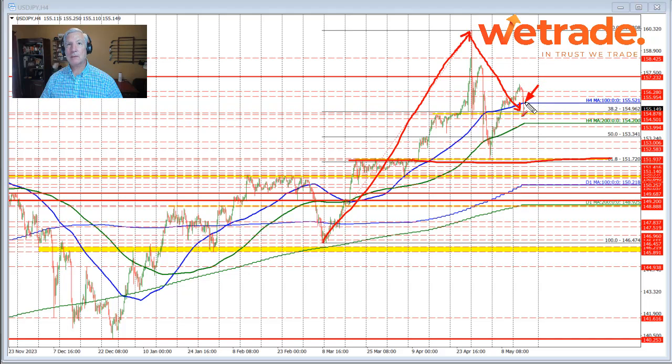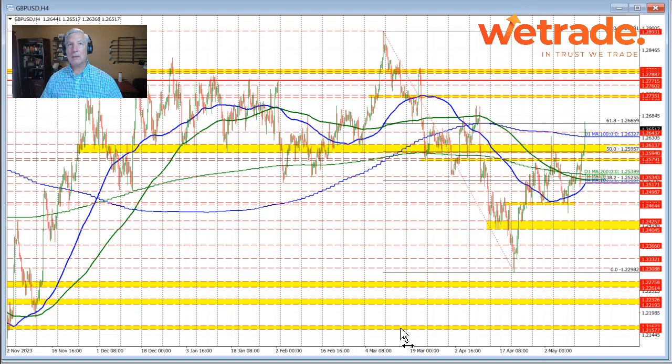Also, what we don't want to see with the dollar versus yen is a move back above the 100 bar moving average on the 4-hour chart at 155.52. So, you know, down here, swing level 38.2. Up here, the 100 bar moving average on the 4-hour chart. Those are the key levels in the dollar versus yen in trading here today. We'll see how that pans out.